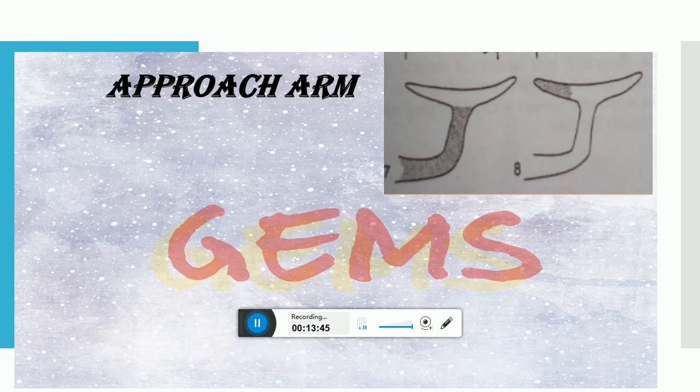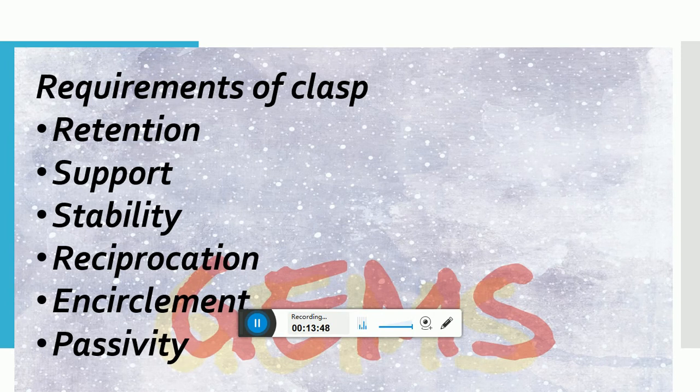After the component parts of the clasp, we have the requirements of the clasp. You can read about these: retention, support, stability, reciprocation, encirclement, and passivity. Retention, support, and stability we have already discussed, and even the directions, horizontal, vertical, and opposite direction, we have already discussed in the Gems Plus group.